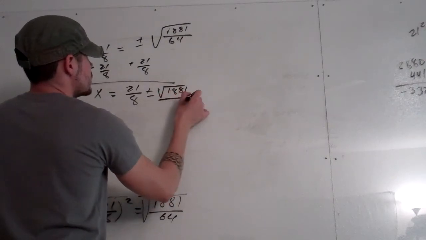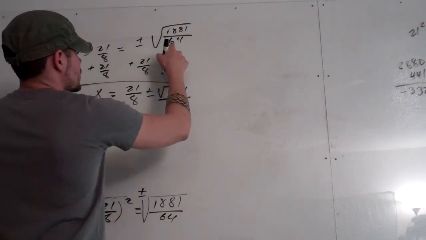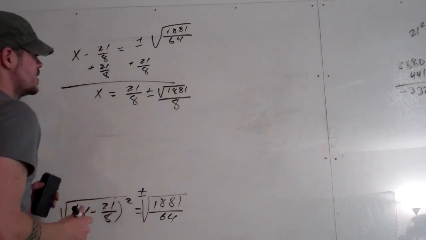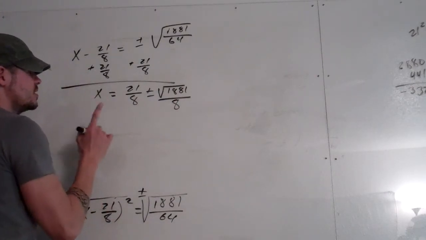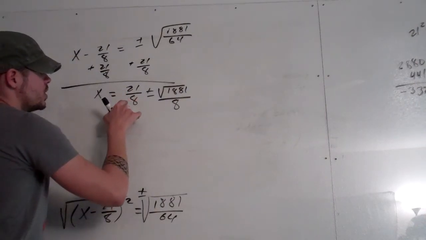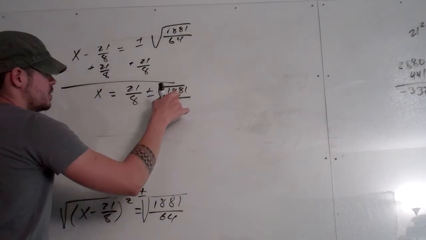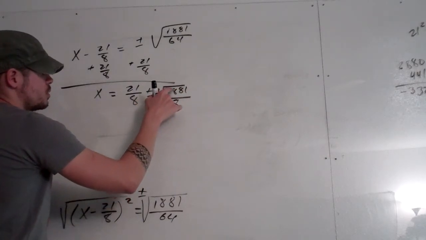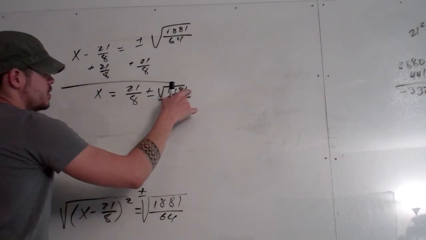I'm not sure what that is. And the square root of 64 is just 8. So x is equal to two different things here, right? 21 over 8 plus the square root of 1881 over 8, or 21 over 8 minus the square root of 1881 over 8.